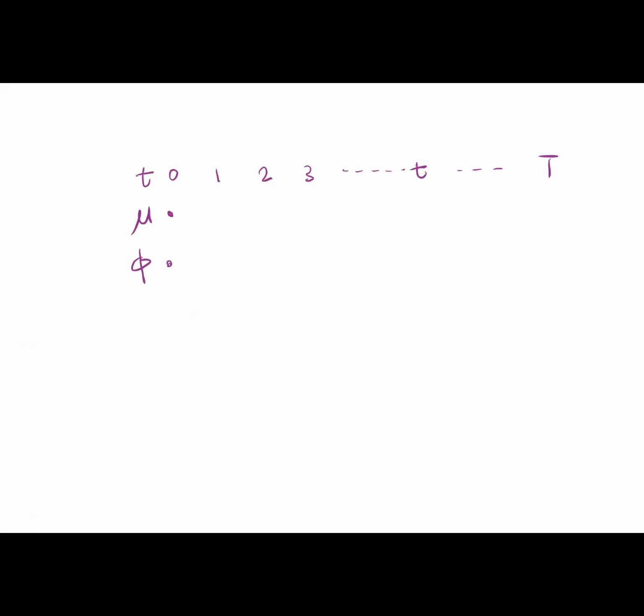So say you start with initial values, right? Phi 0 is going to give me mu 1, and then mu 1 is going to give me phi 1. And then this phi 1 is going to give me mu 2, and so on. I guess this will be another way to represent how things work.